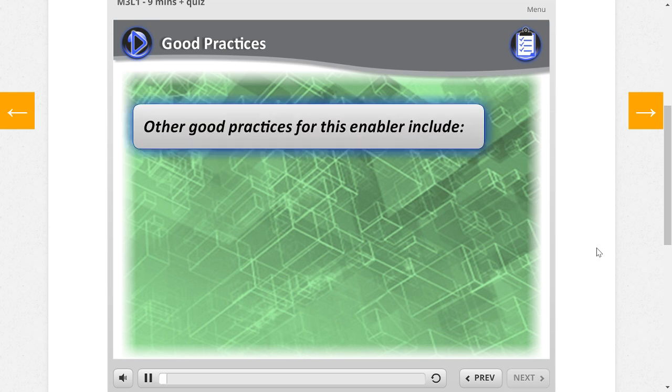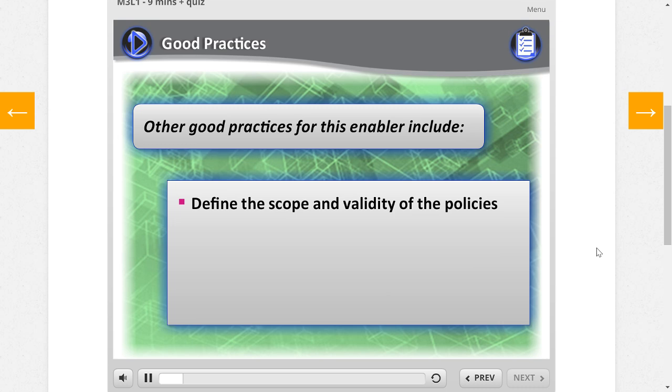Other good practices for this enabler include: the scope and validity of the policies must be defined. For example, a common security policy is that passwords should not be written down. But what about the system administrator passwords on key servers? Can the enterprise afford for them to be recorded only in the heads of its technicians?